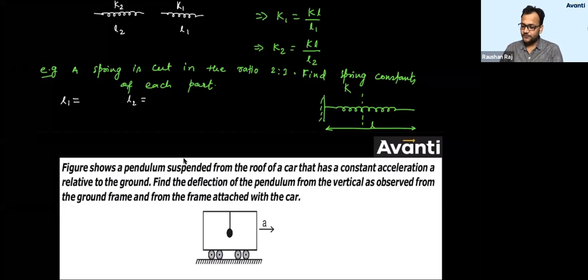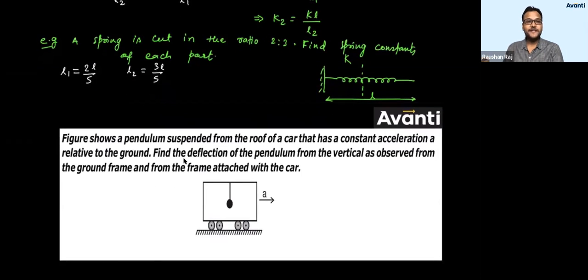So what do we do? Length of L1 is 2 into L by 2 plus 3, that is 5. Out of 5 parts, 2 parts is L1 and 3 parts is L2. So the fraction of length L1 is 2/5 of L. And what will L2 be? 3L/5.